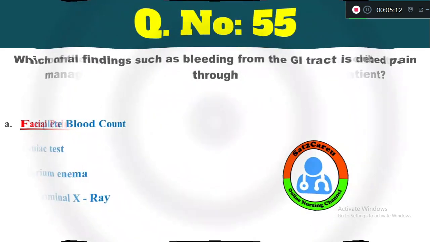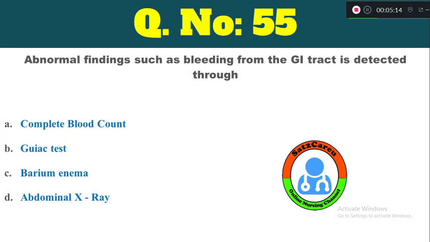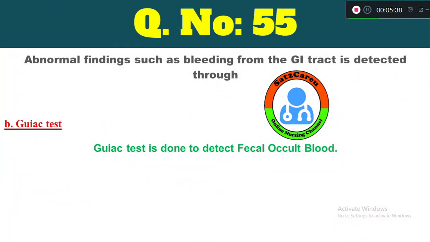Question number 55. Abnormal findings such as bleeding from the GI tract are detected through option A, complete blood count, B, guaiac test, C, barium enema, D, abdominal X-ray. So hidden bleeding can be detected in a fecal occult blood test, which is done through the guaiac test. Option B, guaiac test, is right.